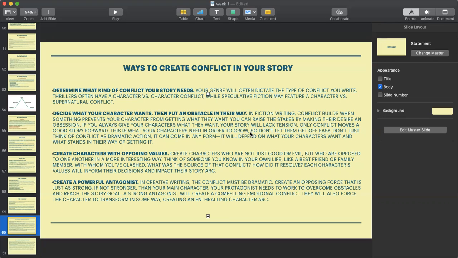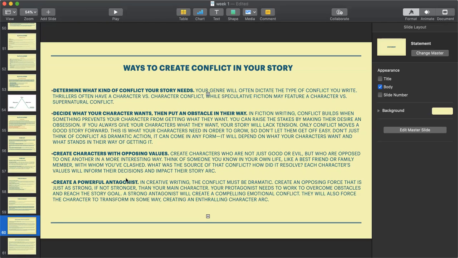Decide what your character wants. Put an obstacle in their way. So when you are writing a story, your character wants something. For example, in a love story, the character wants to marry a girl, right? He is in love with a girl and he wants to marry her. So that is what your character wants.